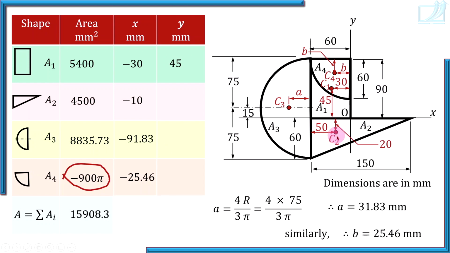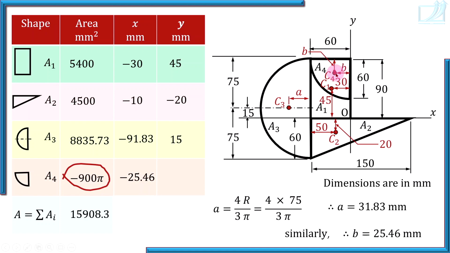Vertical distance of C2 from the x axis, check here, it is below the x axis, and how much is that distance? 20. So it is minus 20. Vertical distance of C3 from the x-axis. Check here, this distance. And how much is that? 15. 90 minus 75, 15. And it is above the x-axis, so positive 15.